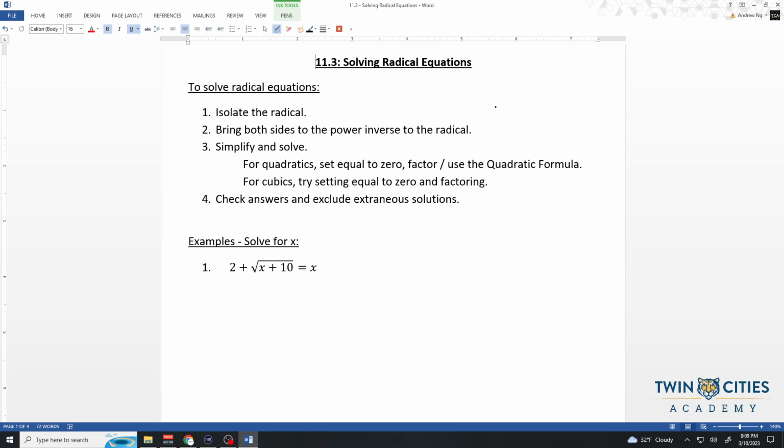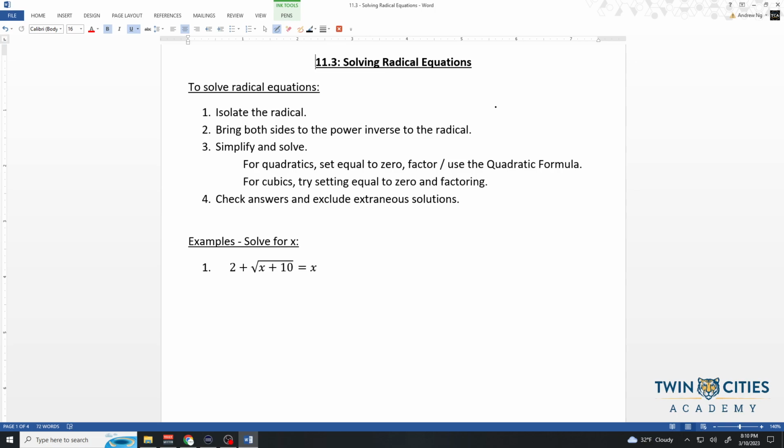Number 2, bring both sides, so the left side and the right side of the equal sign, to the power inverse to the radical. So if it's a square root, I'm going to square both sides. If it's a cubed root, I'm going to cube both sides. If it's a fourth root, I'm going to bring both sides to the power of 4, and so forth.